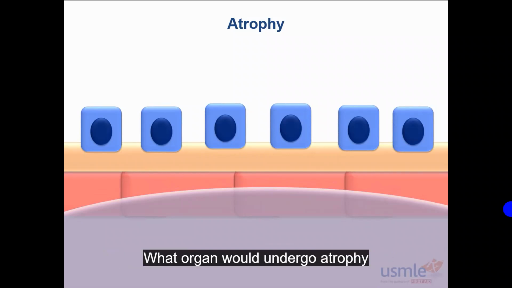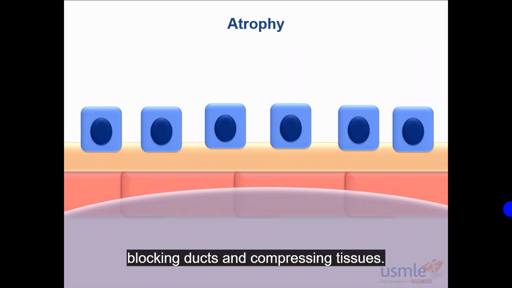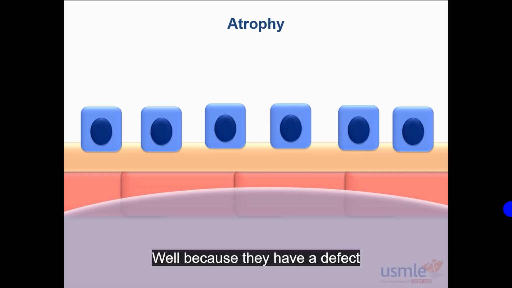What organ would undergo atrophy in an individual with cystic fibrosis? Well, in that case, it would be the pancreas because of the thick secretions blocking ducts and compressing tissues. Why do people with cystic fibrosis have thick secretions? Well, because they have a defect in pumping chloride ions into lumens. So positively charged sodium ions do not follow, resulting in water molecules not following either. So the absence of water in secretions makes the secretions thicker and capable of causing blockage. The same effect takes place in their airways.